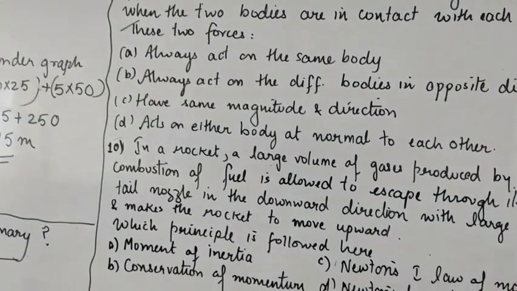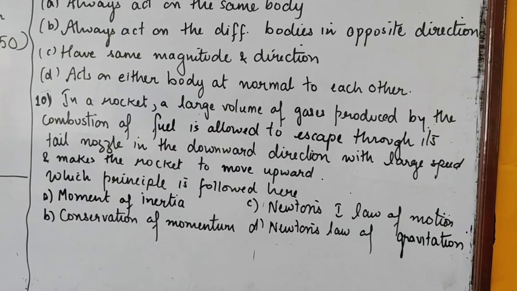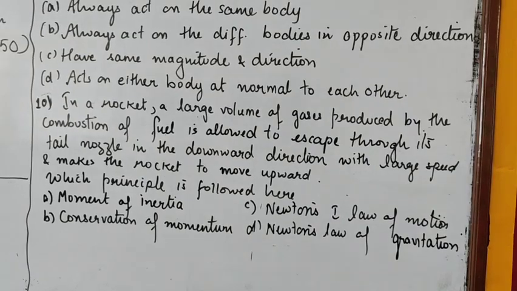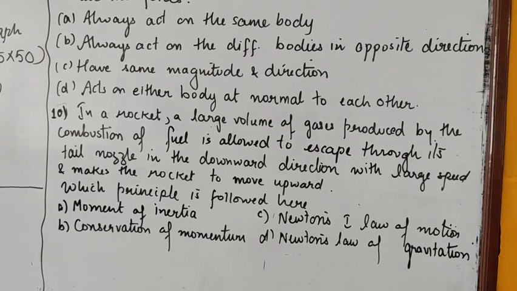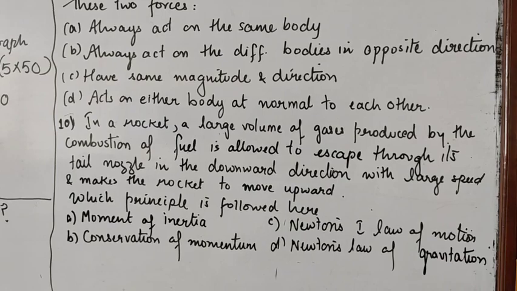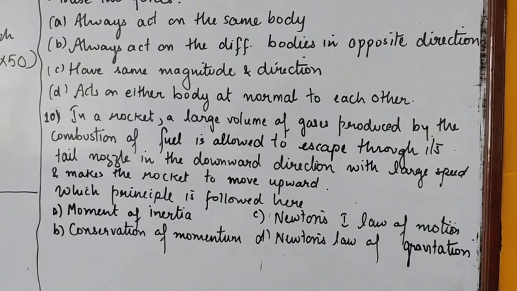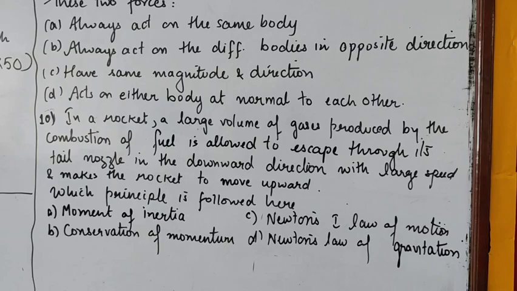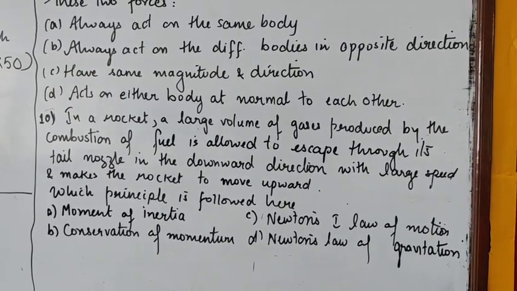Now, the next MCQ is: in a rocket, a large volume of gases produced by the combustion of fuel is allowed to escape through its tail nozzle in the downward direction. You must have seen pictures of a rocket. Its head is shown in the upward direction, tail downwards. It is shown vertically on the page or in any book with gases coming out from the tail. So in a rocket, the gases escape through the tail nozzle in the downward direction with large speed and make the rocket move upward.